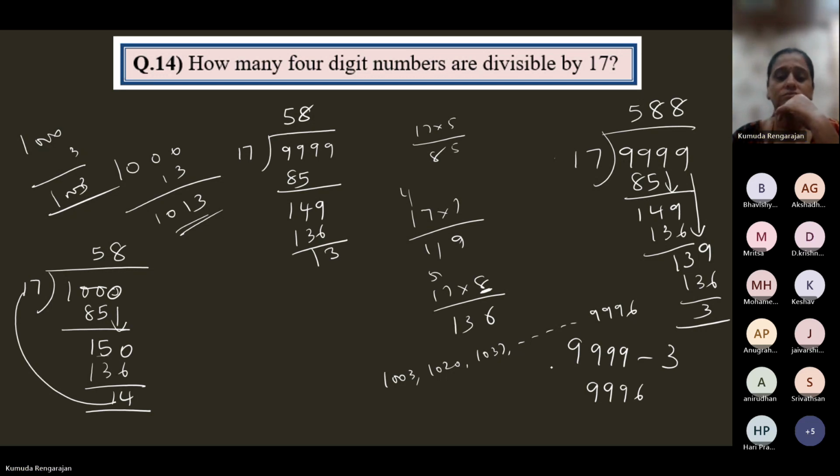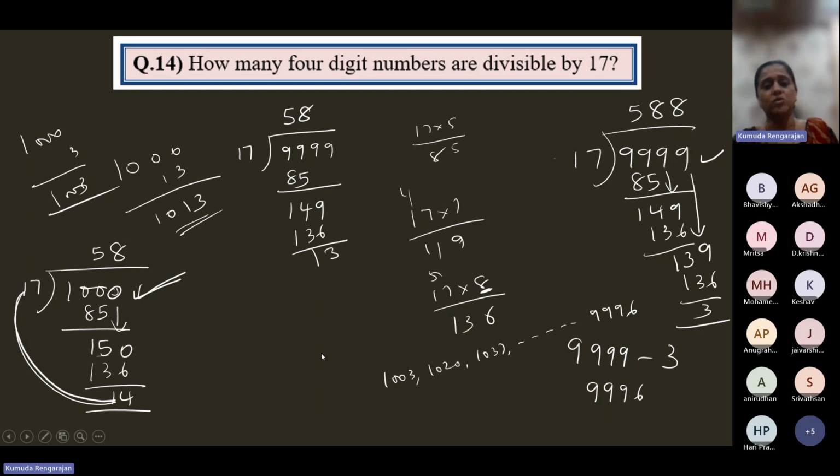Got it, children? Take the smallest 4-digit number, divide by 17. Take the largest 4-digit number, divide by 17. Using the division of the smallest 4-digit number by 17, you will find the first number, and using the other division, you will find the last number. So how do you find the first number? Subtract 17 minus 14, 3, and add that to the dividend, 1000 plus 3, 1003.